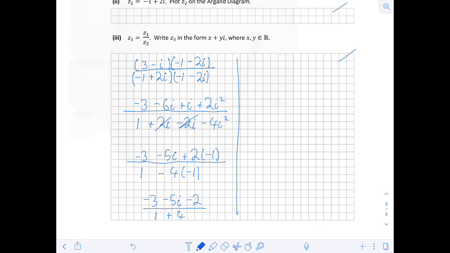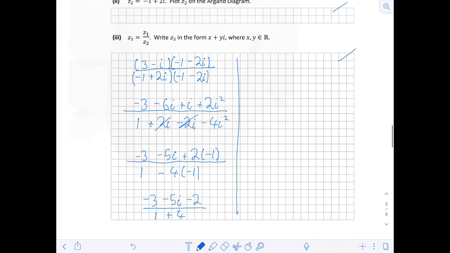So coming back up here, we have minus 3, sorry, we have minus 5 minus 5i all over 5. And they want a definite real part and a definite imaginary part. So we're going to go minus 5 over 5 minus 5i all over 5, and we can simplify that down to be minus 1 minus i.